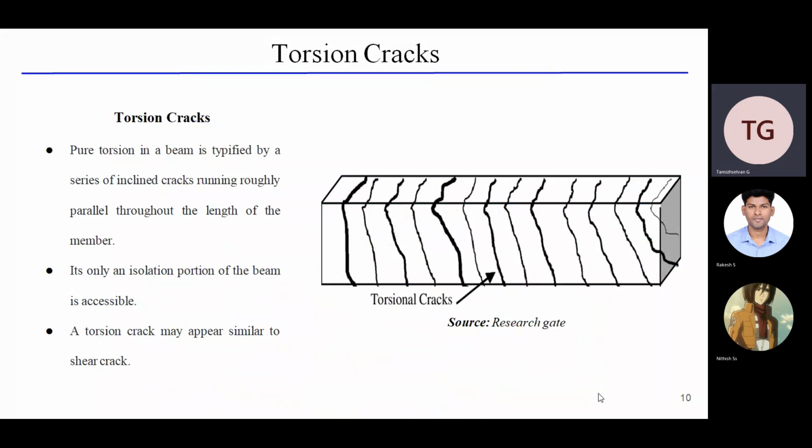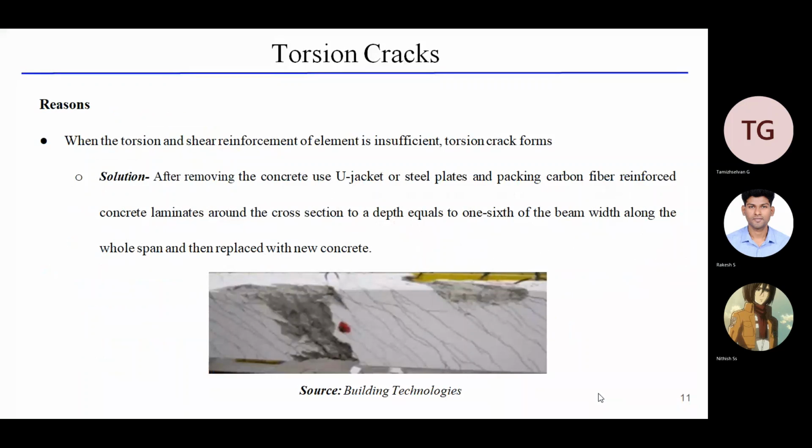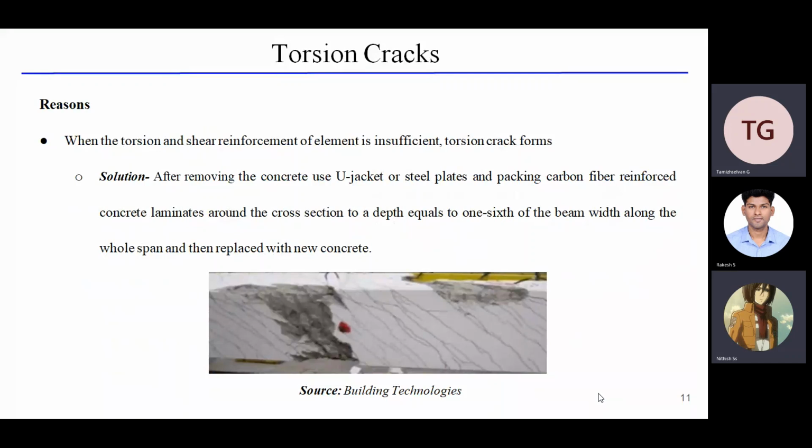And the fourth one is the torsion crack. It is caused by a severe inclined crack running roughly parallel throughout the length of the member. Only an isolated part of the beam is accessible. The torsion crack may appear similar to shear cracks. The reasons for torsion cracks are insufficient torsion and shear reinforcement.